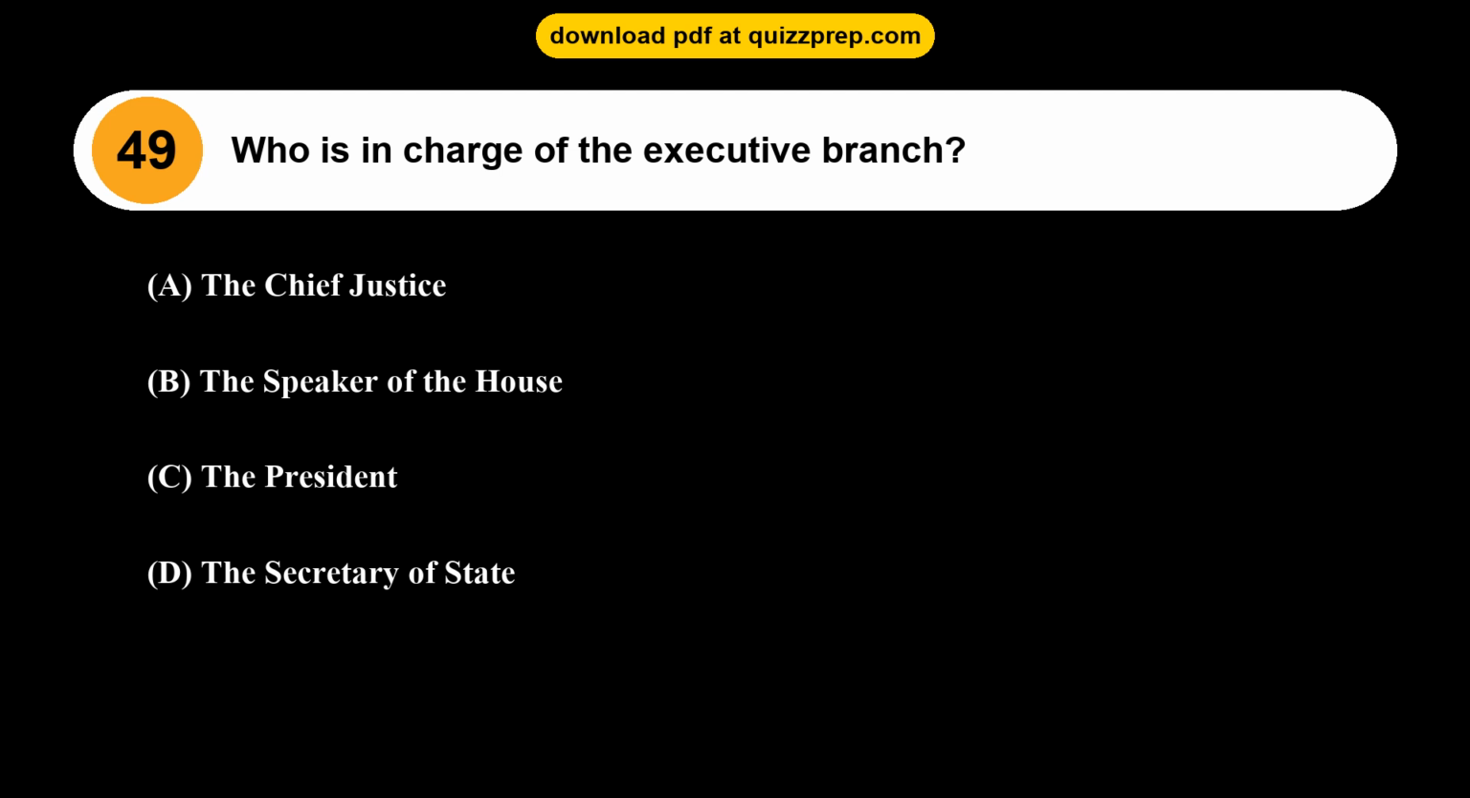Option A. The Chief Justice. Option B. The Speaker of the House. Option C. The President. Option D. The Secretary of State. The correct answer is option C, the President.